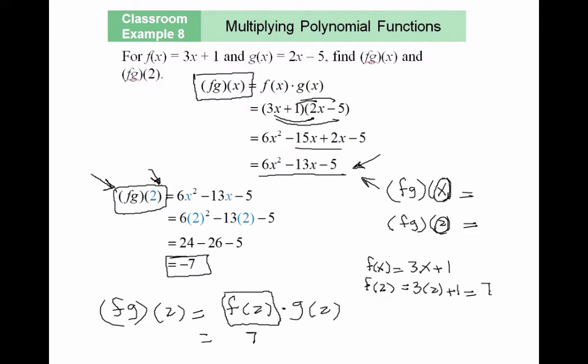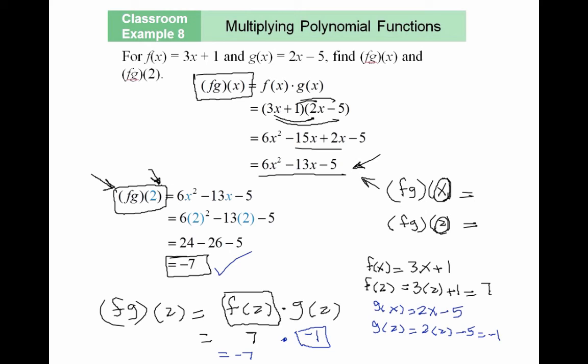Now what does g of 2 mean? To find g of 2, I need to go back to my g function. Well, let's see what the g function is. g of x is given to me as 2x minus 5. To find g of 2, I have to substitute 2 for each x in the g function. So if I do that, what do I get? 2 times 2 is equal to 4. 4 minus 5 is equal to negative 1. So this would be equal to negative 1. So if I multiply negative 1 times 7, what do I get? Negative 7, the same result as I got previously.